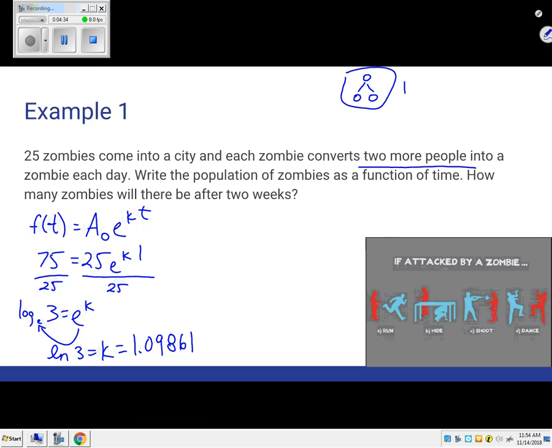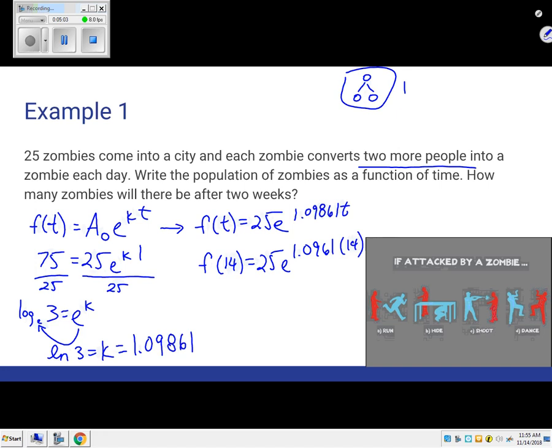So now I'm ready to write this as a function of time. So my 25 zombies are going to grow by, it looks like about 9.8% each day, almost 10%. And then throw the T on there. So to answer the second half of this question, if I'm wondering how many zombies I'm going to have after 14 days, all I need to do is plug in 14.